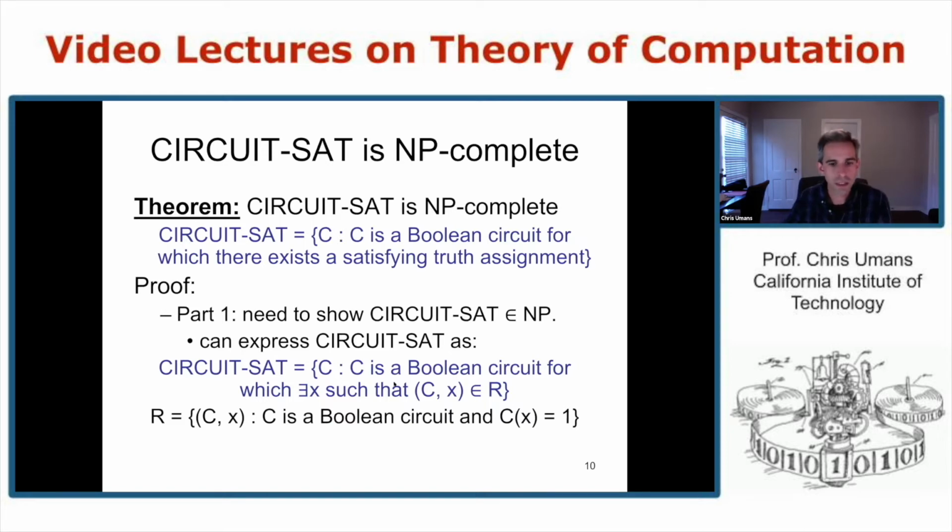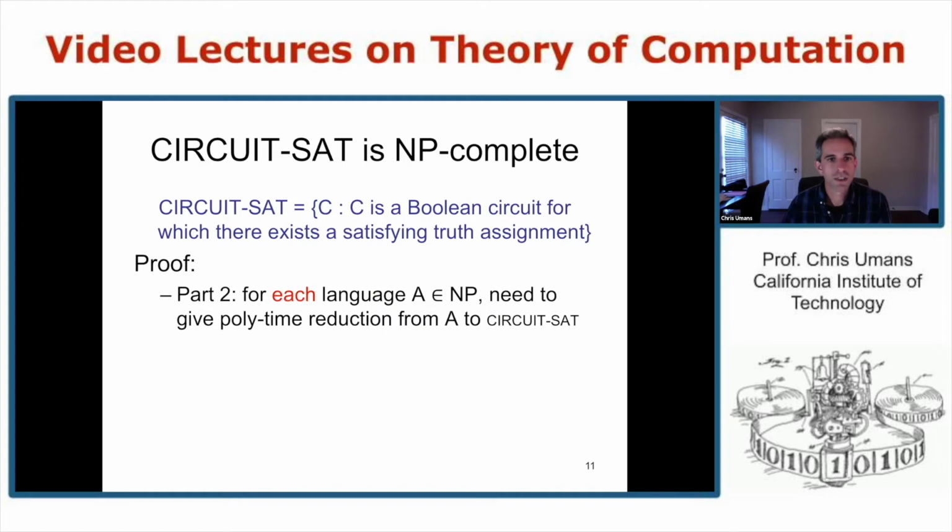There's the witness. The witness is the string X, or the assignment, and it can be checked in polynomial time because, given a circuit and an assignment, you can check whether that circuit on that assignment evaluates to 1. Okay, so it's in NP, and let's now proceed with the reduction. So again, there's the definition of the language. And now we need to do this reduction.